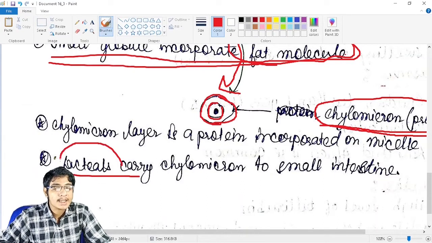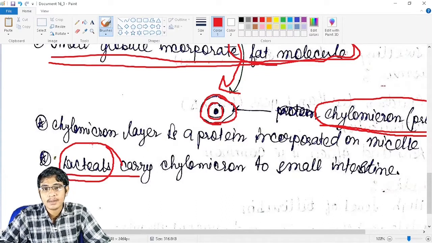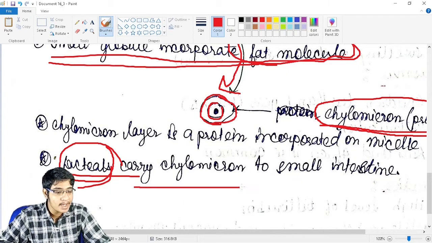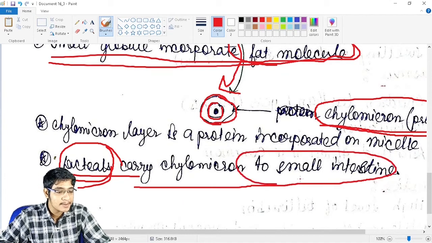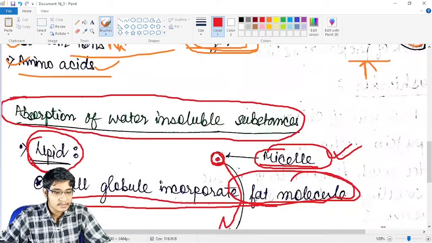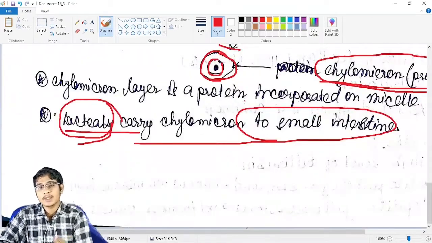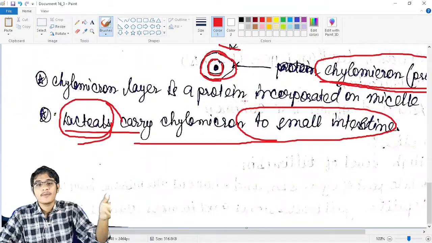Lacteals. I told you previously what lacteals are. Lacteals are the lymphatic vessels present on the villi. Lacteals carry chylomicron away from the small intestine. Okay, so this is the end of our third page. Next we are moving on to the fourth page.